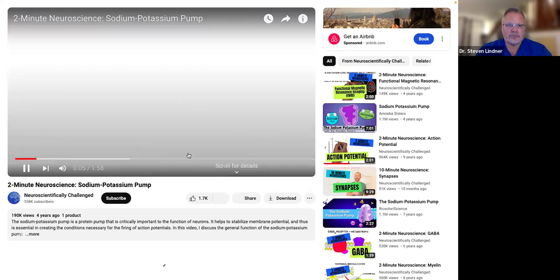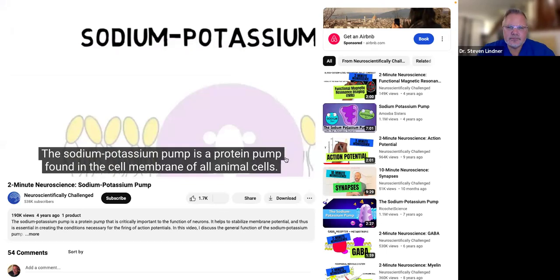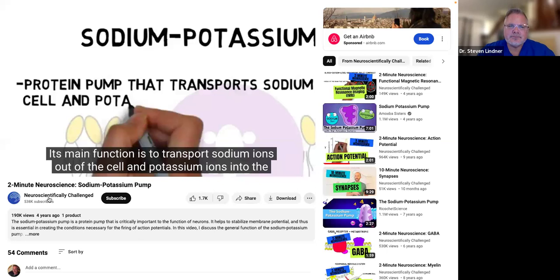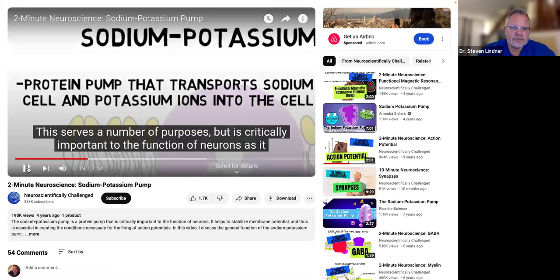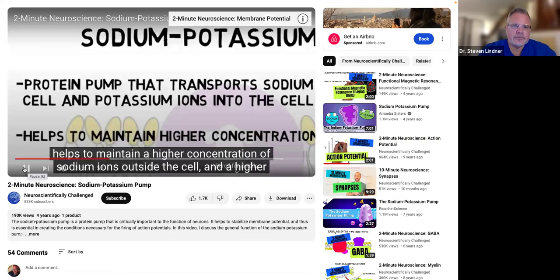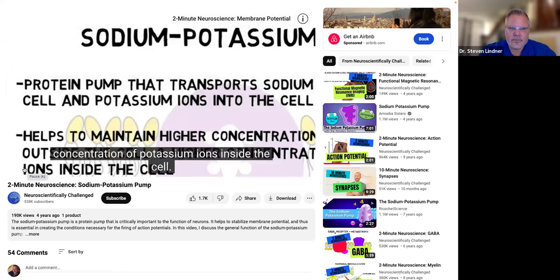The sodium potassium pump is a protein pump found in the cell membrane of all animal cells. Its main function is to transport sodium ions out of the cell and potassium ions into the cell. This serves a number of purposes, but is critically important to the function of neurons as it helps to maintain a higher concentration of sodium ions outside the cell and a higher concentration of potassium ions inside the cell.